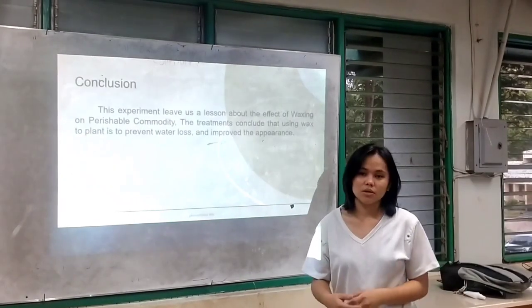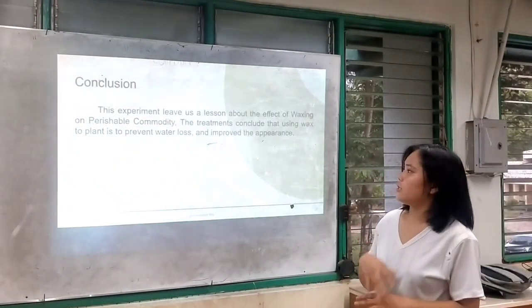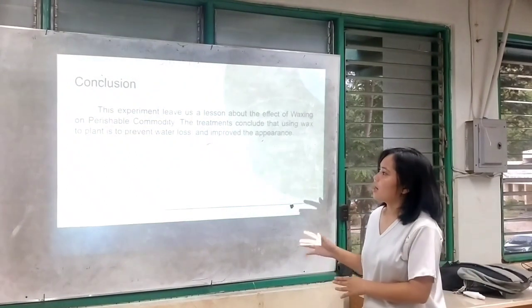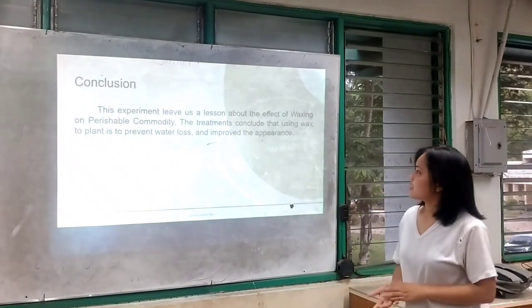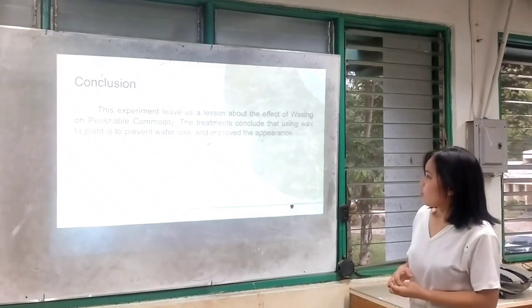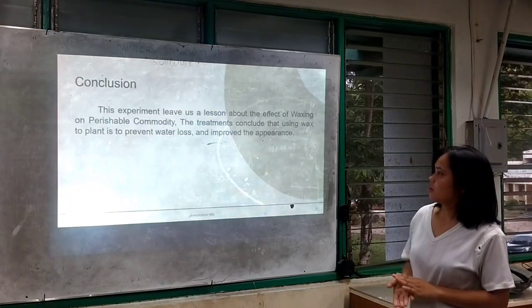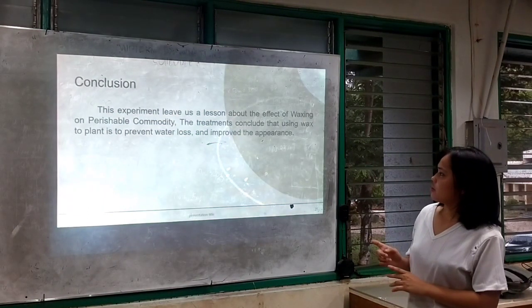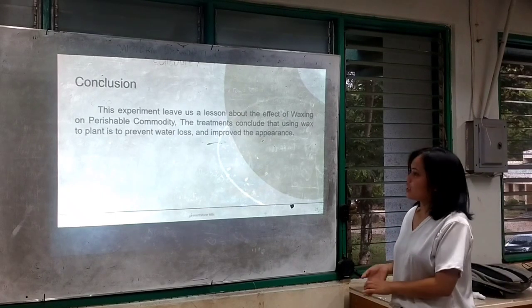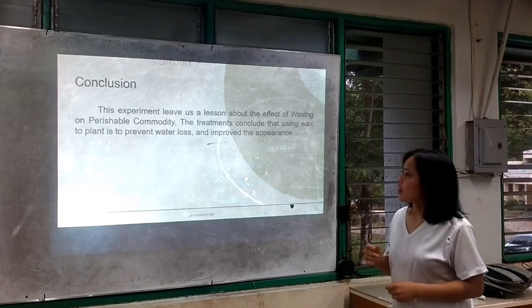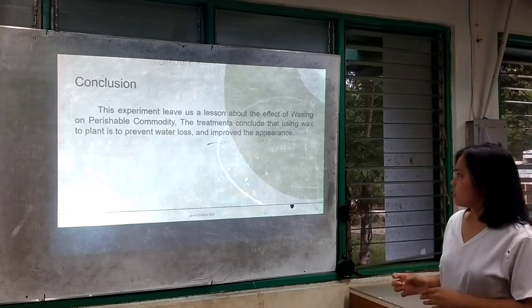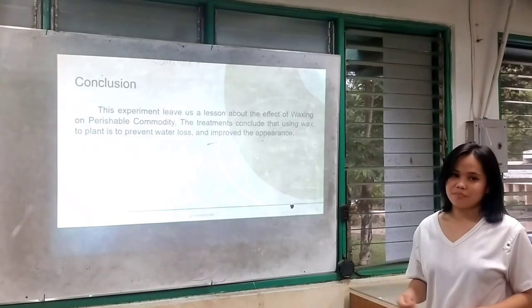In conclusion, this experiment leaves us a lesson about the effect of waxing on a perishable commodity. The treatments conclude that using wax on the plant is to prevent water loss and improve the appearance.